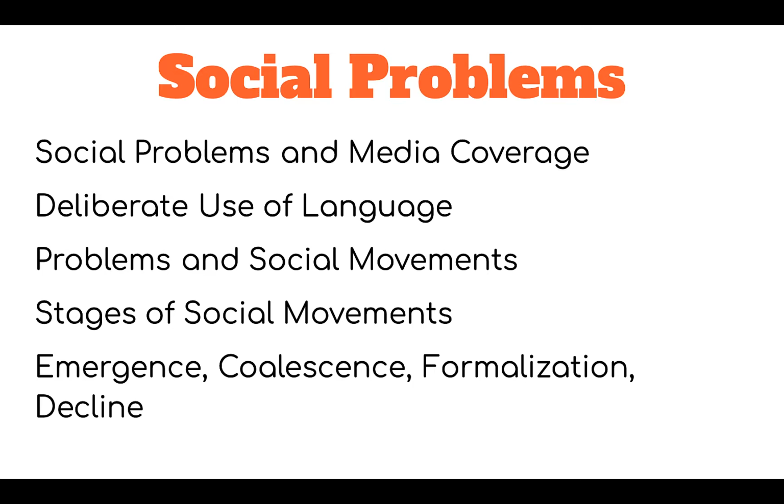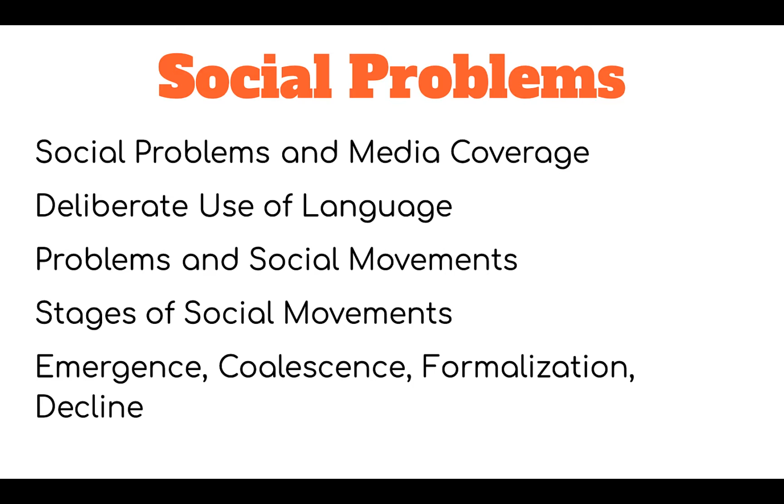Social movements are organized efforts to address social issues and create change. In this class, we're going to talk about various movements throughout time and in the modern era that attempt to address social problems. But there are stages to social movements. The first stage is emergence, where the initial claims are made. This leads to a second stage of coalescence, where claims become publicized.